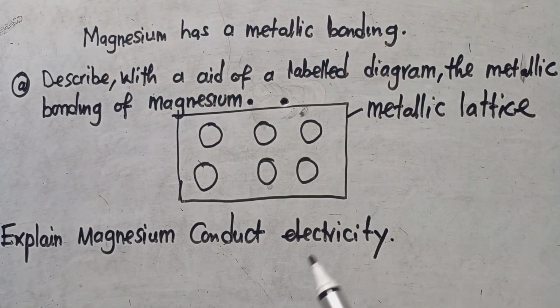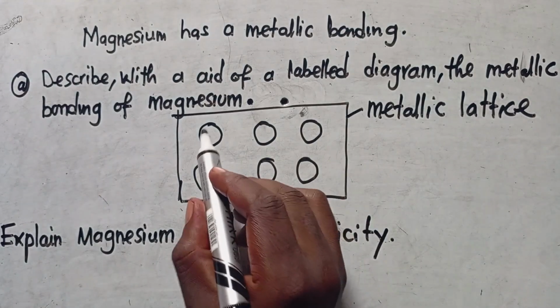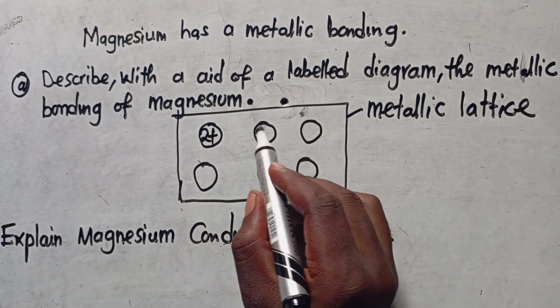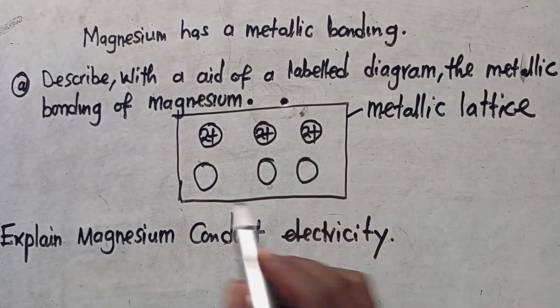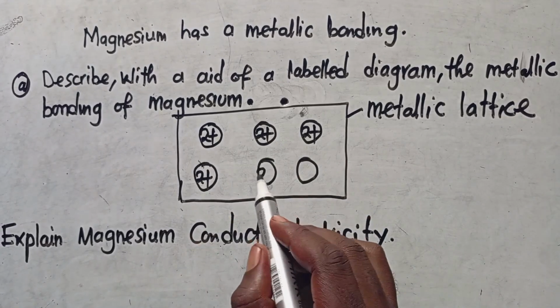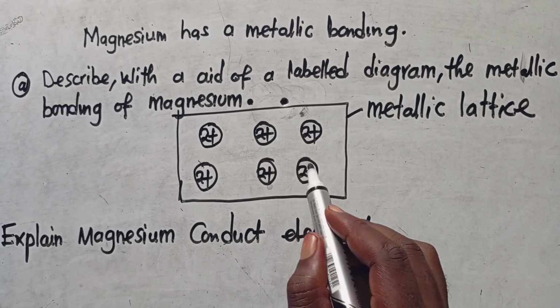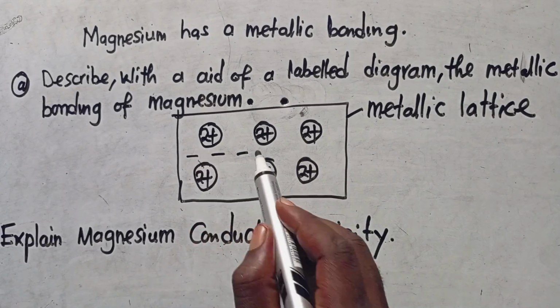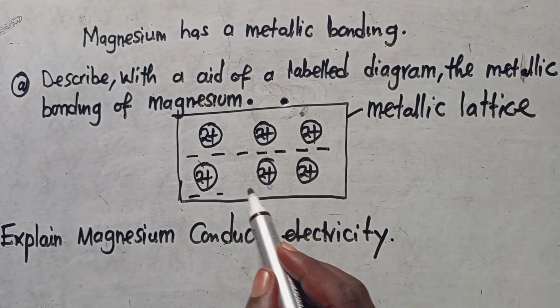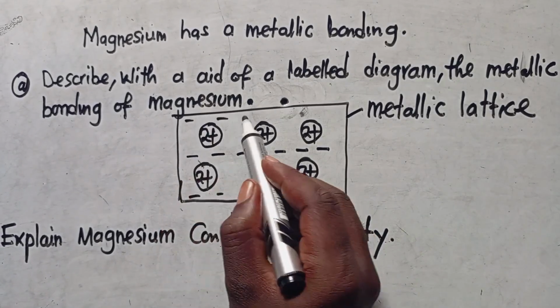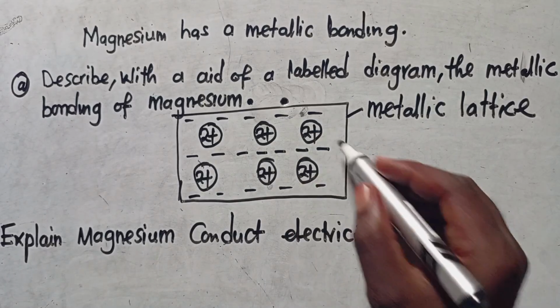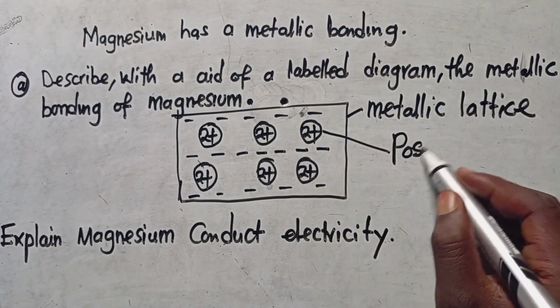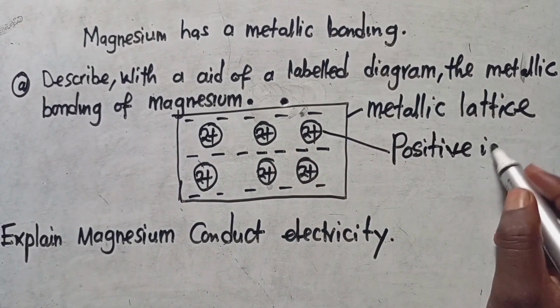Aside from that, we also need to understand the correct charges on these atoms. You discover that these are 2 plus, I put 2 plus there. These are the correct charges of magnesium in a metallic bond, magnesium 2 plus, because for magnesium to be stable it must lose 2 electrons. Then these ions are surrounded by these electrons. These are negative electrons, so these electrons are negative. You can say these are positive ions, so those are called positive ions.